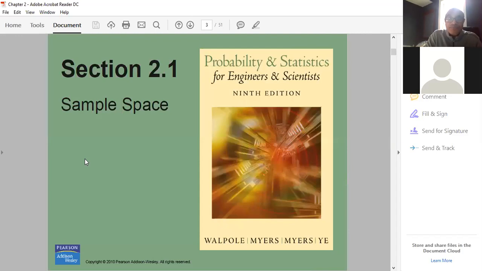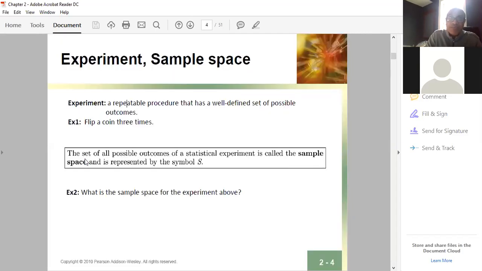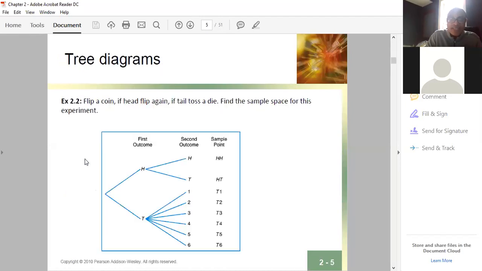Then after, the first part is the sample space. So this is the definition of the sample space. We are going to see all these things: the set of all possible outcomes of the statistical experiment. That is nothing but the sample space. So we are collecting all the outcomes in terms of a set. That is the sample space, and that is represented by capital S.